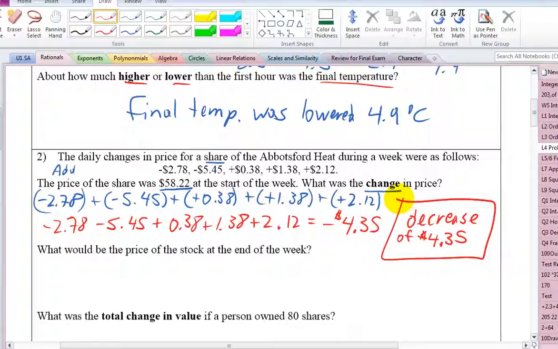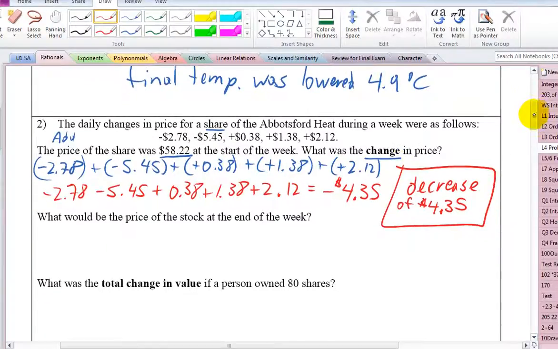Yep. Do you have to add or subtract it by the 58? No, because it doesn't say what was the final price. It says what was the change in price. Oh, okay, and so we're just finding our change.